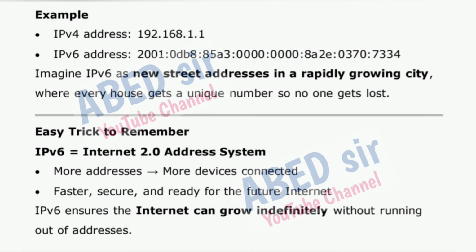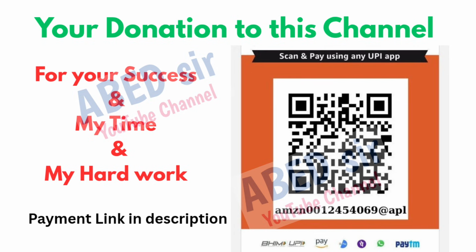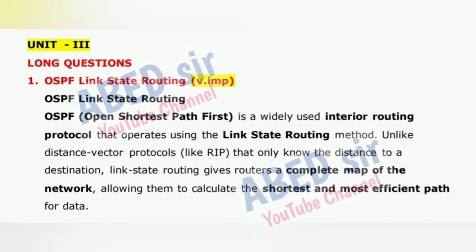Easy trick to remember. IPv6 is equal to Internet 2.0 address system. More addresses, more devices connected. Faster, secure, and ready for the future Internet. IPv6 ensures the Internet can grow indefinitely without running out of addresses. Unit 3. Long questions. First important long question is 1.